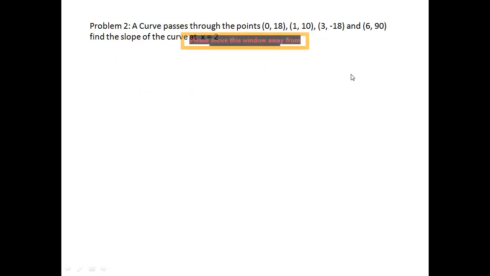Here, it is not mentioned which formula you have to use or whether you have to interpolate. Nothing is mentioned. It only says a curve passes through these 4 points. Find the slope of the curve at a given point, that is at x is equal to 2. First, you have to find this curve. Finding the curve means you have to find a relation between x and y. So for that, we use Lagrange's interpolation and identify a polynomial for this curve, which satisfies all these 4 points. That means it passes through these 4 points.